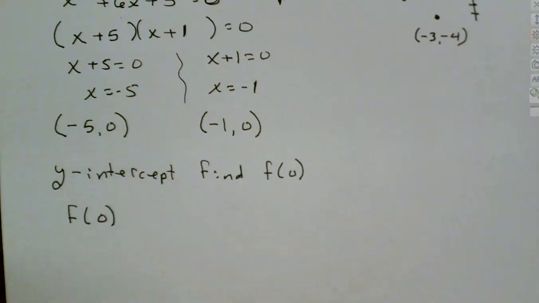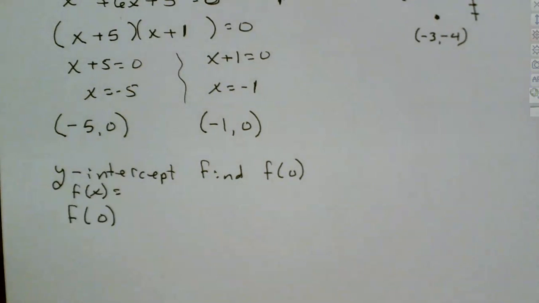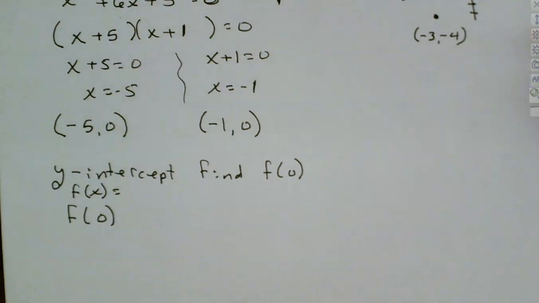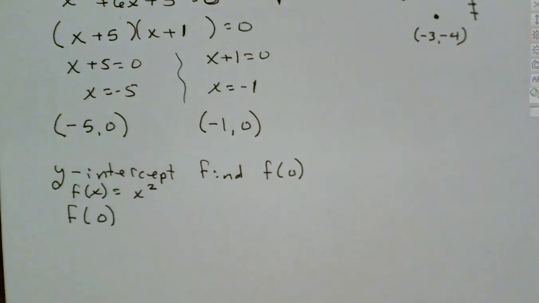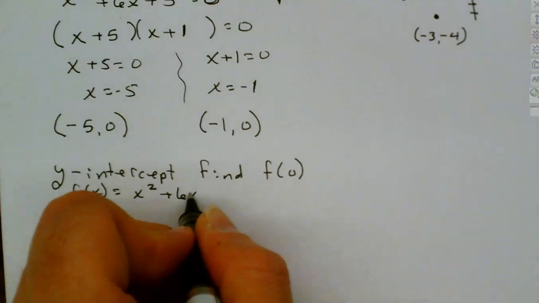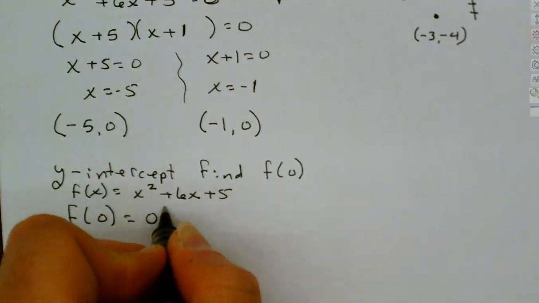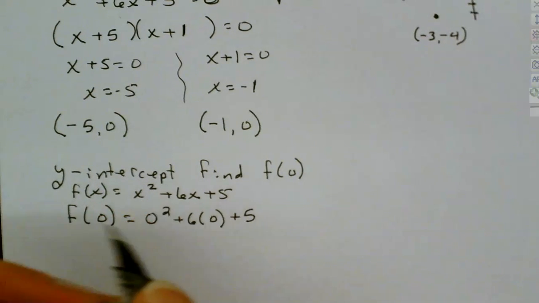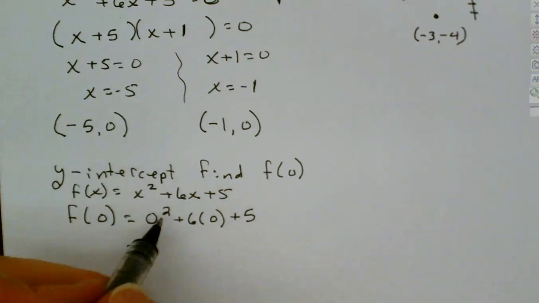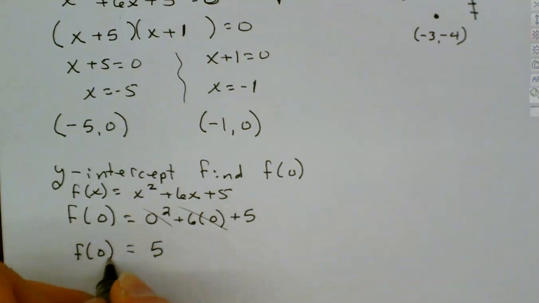And so f of 0. Well, let's write up our f of x just so we have it. F of x was x squared plus 6x plus 5, and we want f of 0. So we're going to plug in 0. And what happens with all these zeros? Well, they go away, don't they? So that gives you f of 0 equals 5.